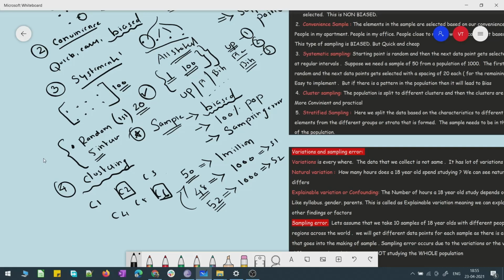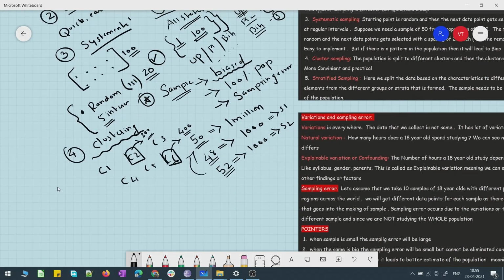So all the elements in this cluster could have about, say, 200 points. This might have about, say, 400 points. What will happen is that I will be considering all the data points which come under that cluster for my sampling. The rest of the clusters will not be considered.